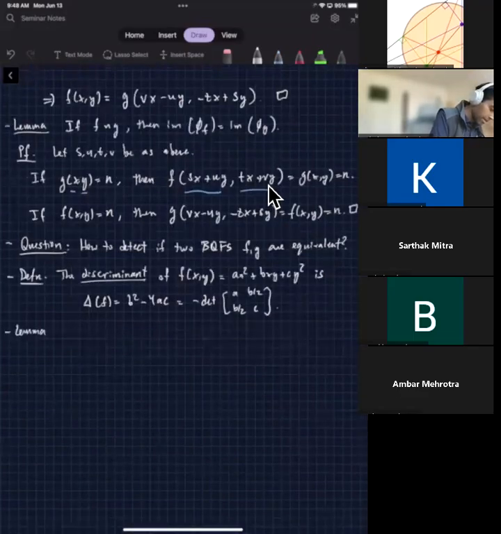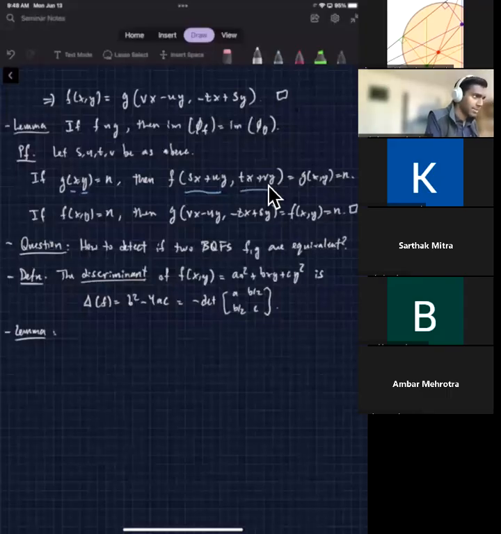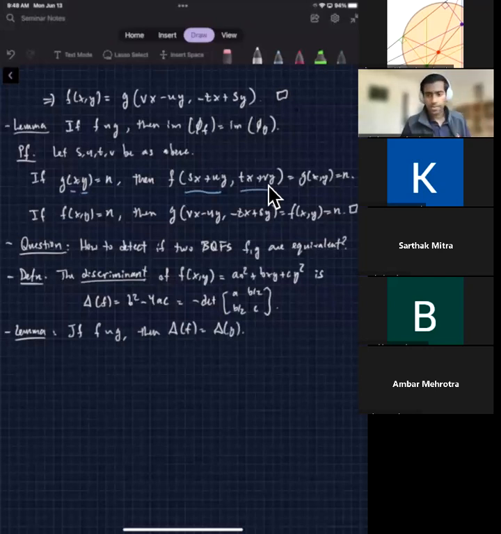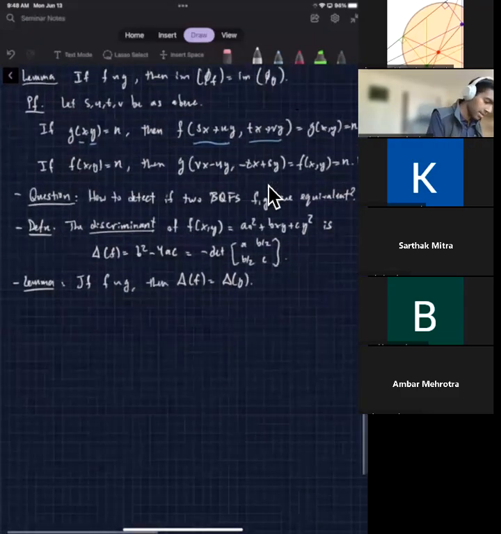And regarding the discriminant, we have the following little result. If f is equivalent to g, then the discriminant of f equals the discriminant of g. So the discriminant is invariant under equivalence of BQFs. That's what we say. So let's prove that.